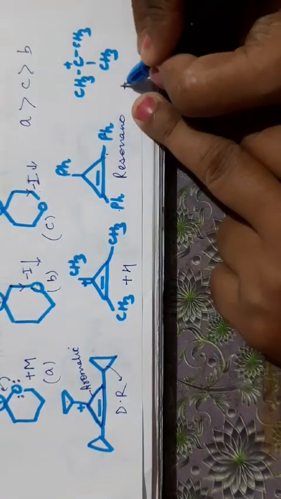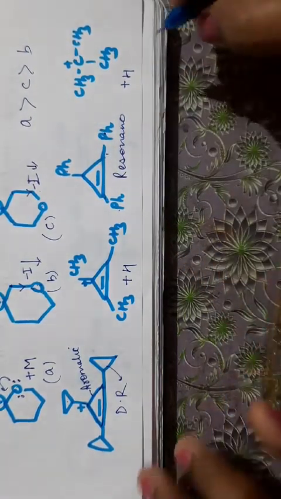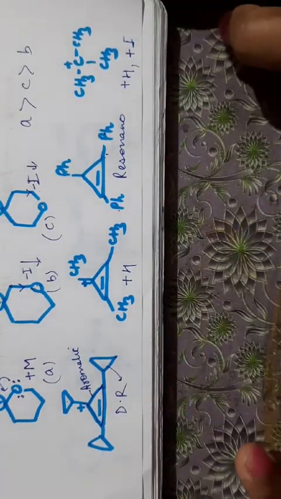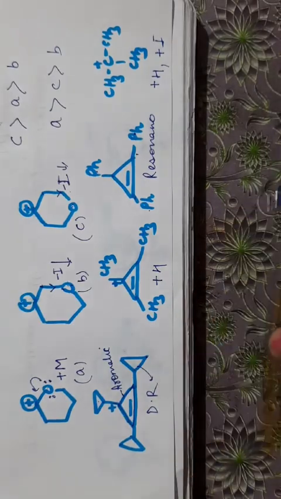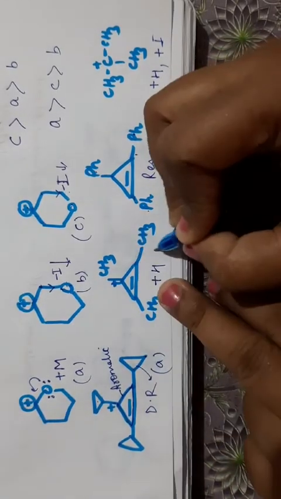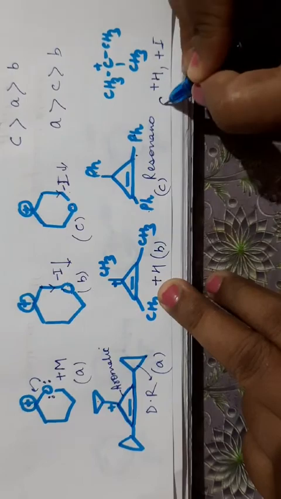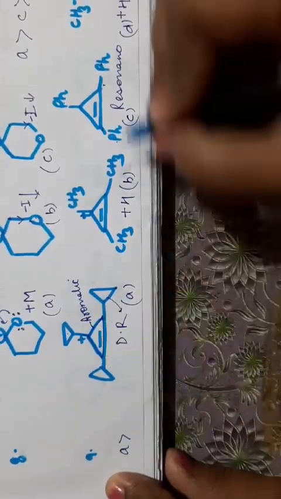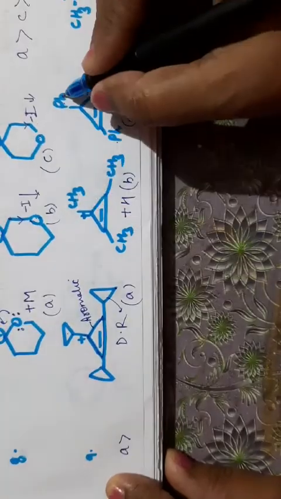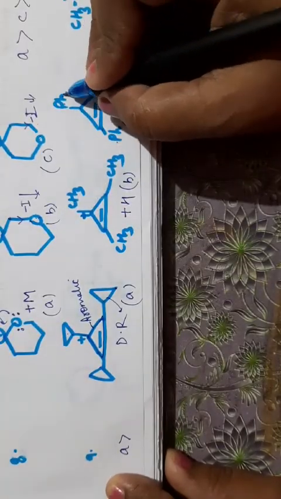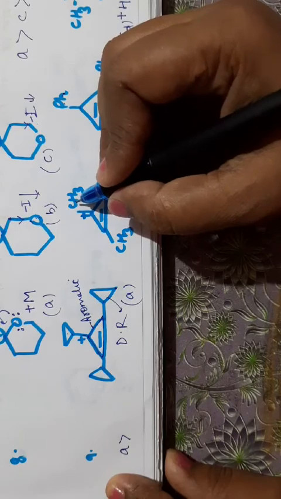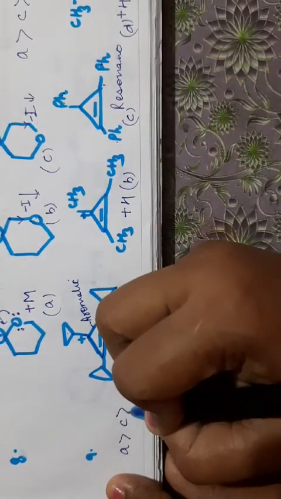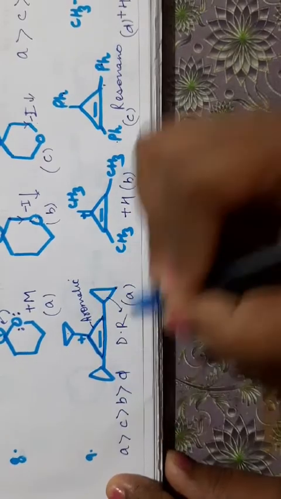Here there will be only hyperconjugation and inductive effect, plus I and plus H. So which will be most stable according to you? Dancing resonance. So if I mark them A, B, C and D, A will be more stable, then the next one will be CH3 and pH. There will be resonating structures here while there will be hyperconjugation and inductive effect here. So C is more stable than B and the last one is D.